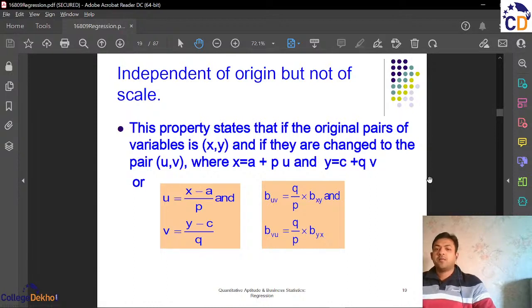Now, the regression coefficient of uv will be equal to q divided by p times b of xy. Similarly, the regression coefficient of vu will be equal to q divided by p times b of yx.